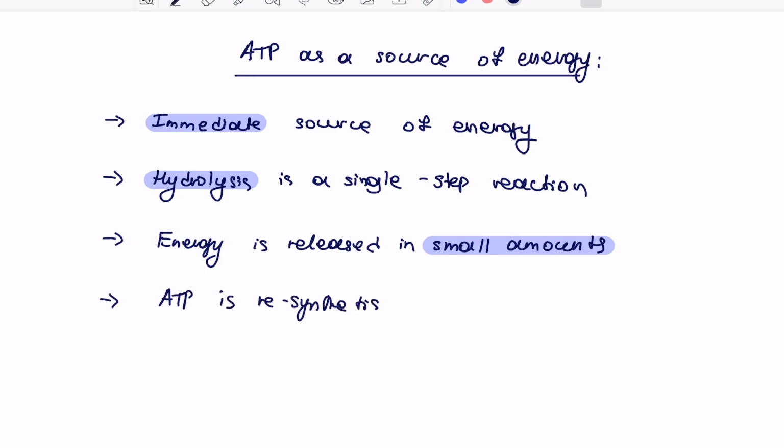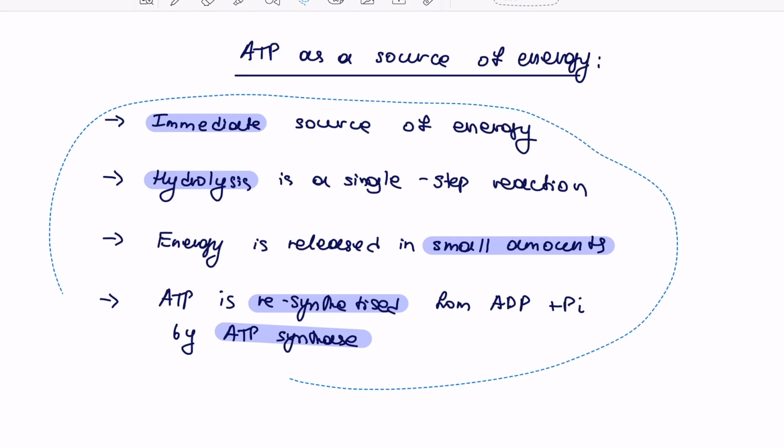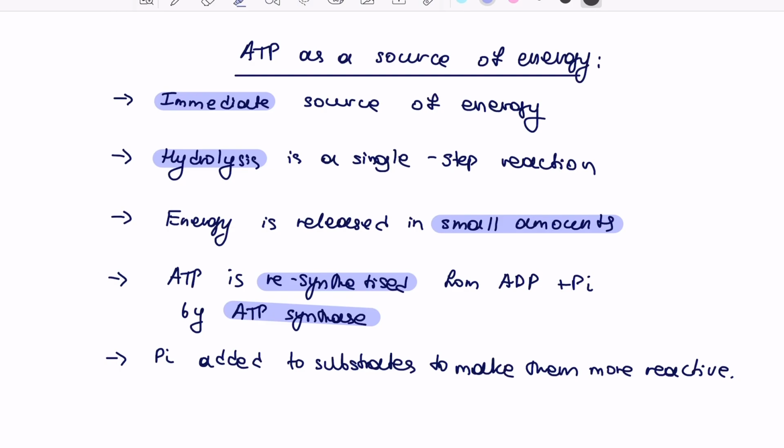The fourth point is that ATP can be easily resynthesized from its components of ADP and inorganic phosphate by an enzyme called ATP synthase, which is part of the electron transport chain, a topic from year 13. If you're only in year 12, you don't have to cover this at this stage. The final point, which I already mentioned, is that the inorganic phosphate is added to substrates to make them more reactive, hence lowering the activation energy required for particular reactions. It doesn't happen in all reactions, but it's important, for example, in glycolysis, which you learn in year 13.